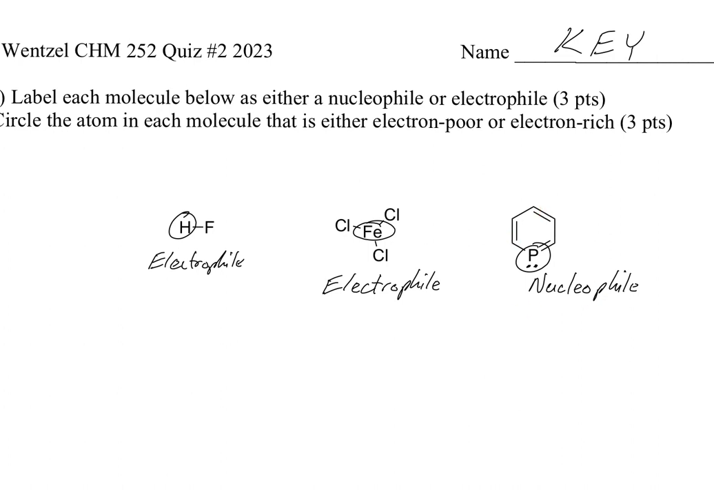A lot of folks said the pi bonds, which was fine, but didn't get full points, because it's actually the lone pair on the phosphorus that is the best nucleophile, right? Because if the pi bond reacts, it actually breaks aromaticity. But if the lone pair reacts, it doesn't break aromaticity, because that lone pair is in an sp2 hybridized orbital.